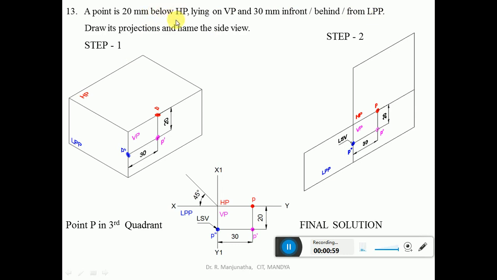Now we are going to take this third quadrant. Below HP is seen in the vertical plane. When you look from the front view, the image is projected onto the vertical plane, so we get this point P dash. Lying on VP, so obviously the point lies on HP, so this will be small p. The distance behind LPP is seen when we look from the left side view; behind LPP, that image is projected onto the left profile plane.